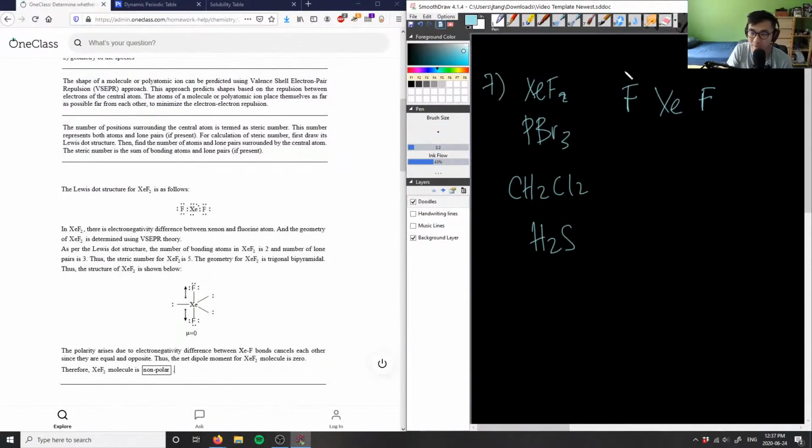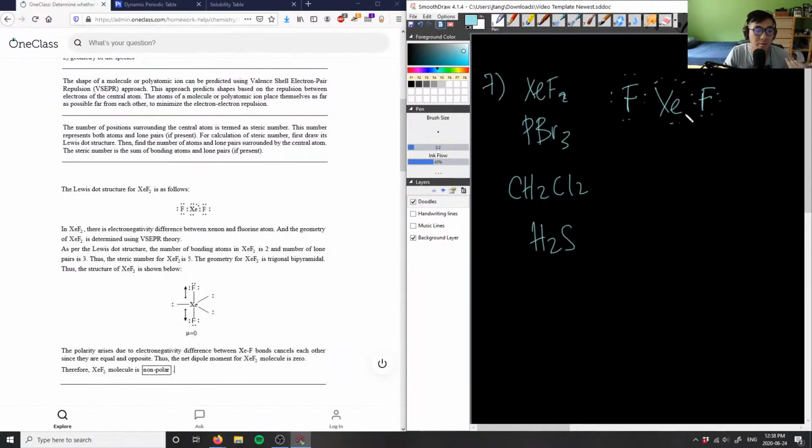Because again, the dipole on fluorine is going to cancel with the dipole on fluorine as well, because this dipole here and this dipole here is going to cancel out. So I'm going to get a linear compound here. So this is going to be linear. And then xenon has a full set as well. So again, in this case here, this would be trigonal bipyramidal, because I have lone pairs on xenon. So I have 1, 2, 3, 4, and 5, 6.